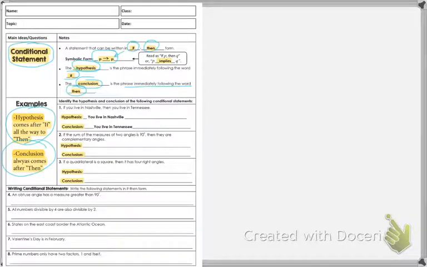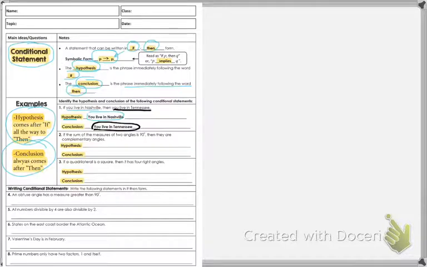So if you go into number one, what I did here was, here is a conditional statement. If you live in Nashville, then you live in Tennessee. Hypothesis, everything after if, you live in Nashville. Your conclusion is everything after then, you live in Tennessee. So here we have number two. If the sum of the measures of two angles is 90 degrees, then they are complementary angles.